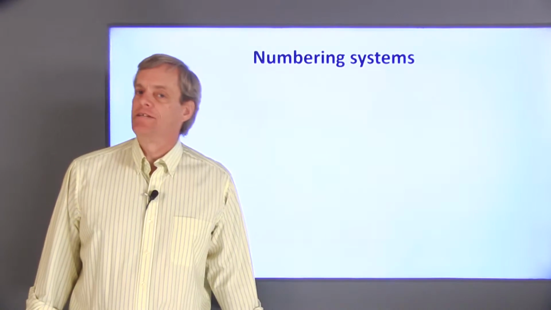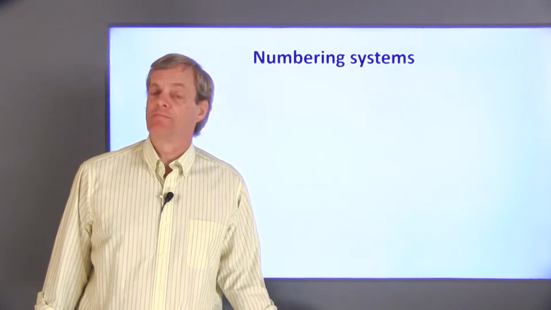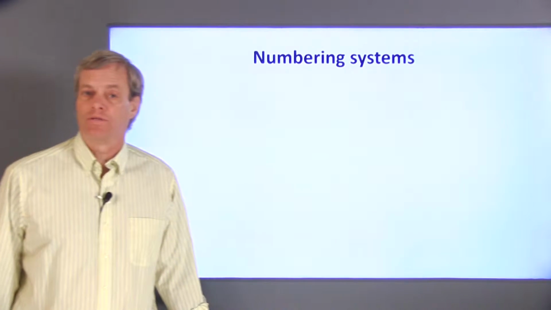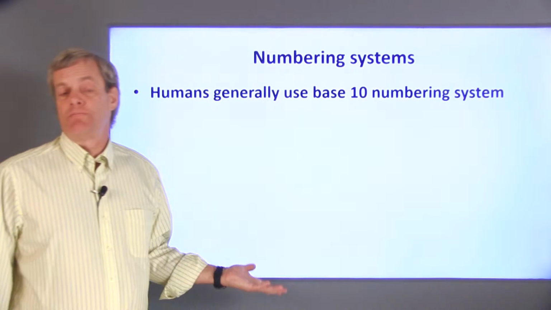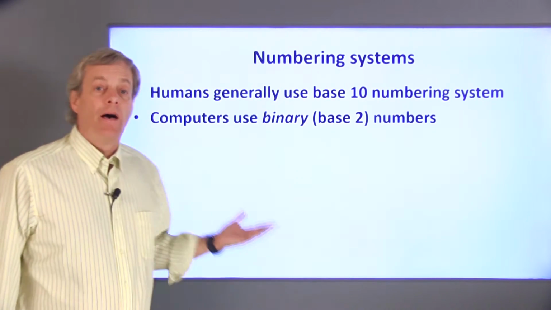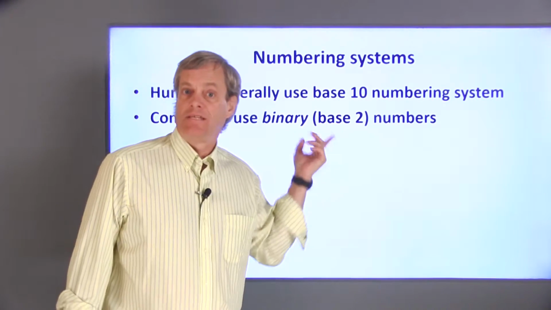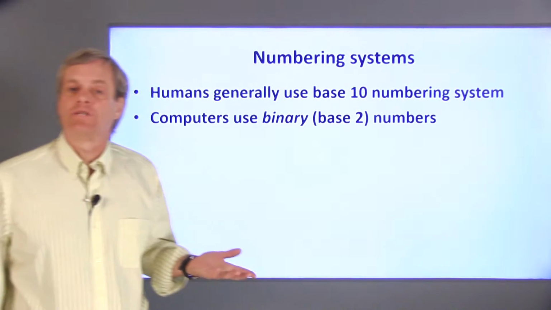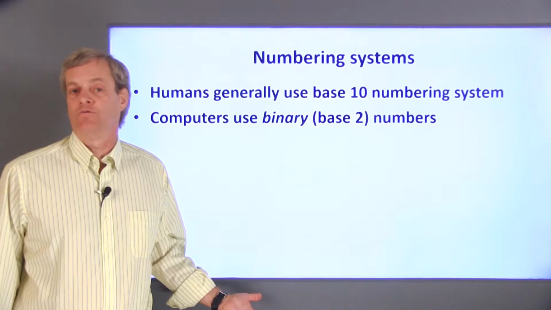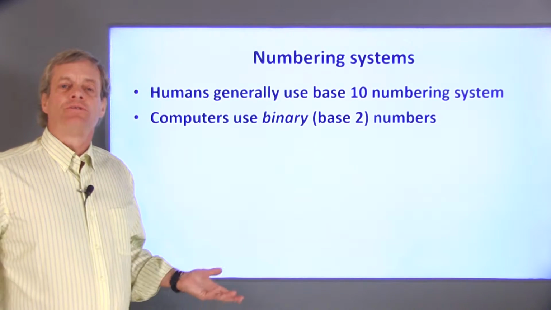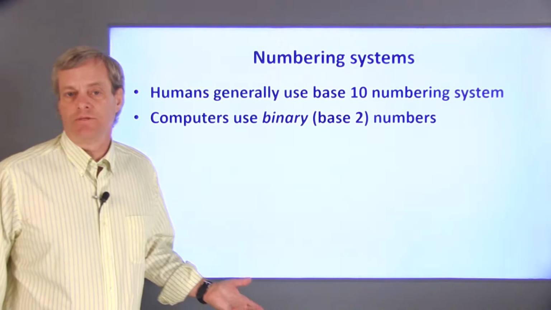The first thing I need to talk about concerns numbering systems and how computers represent numbers. Humans use a base 10 numbering system, which is just because we have 10 fingers. A base 2 numbering system is typical for computers, since computers have only two states, on and off, or equivalently high and low voltage. Now I'll introduce some terminology relative to numbering systems.